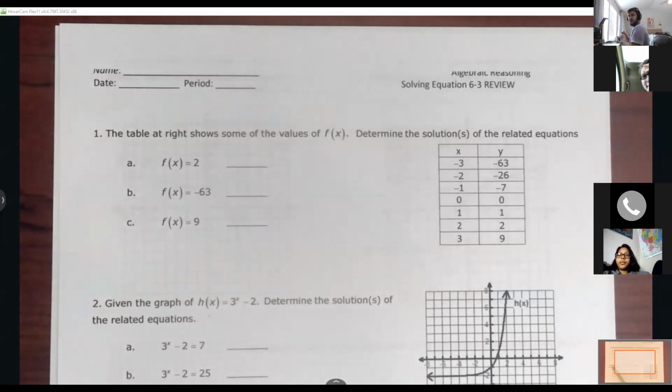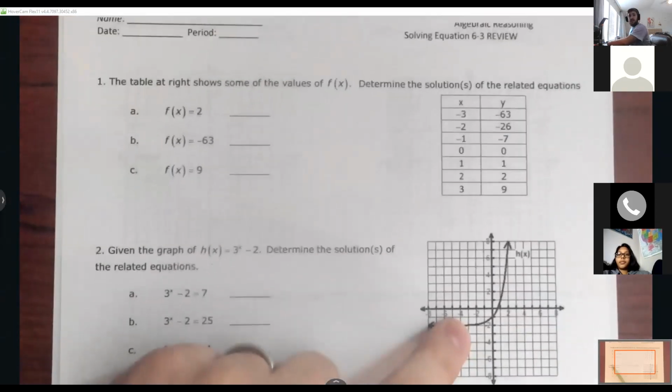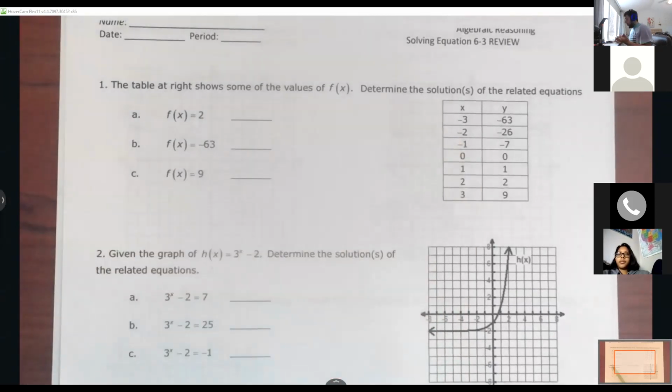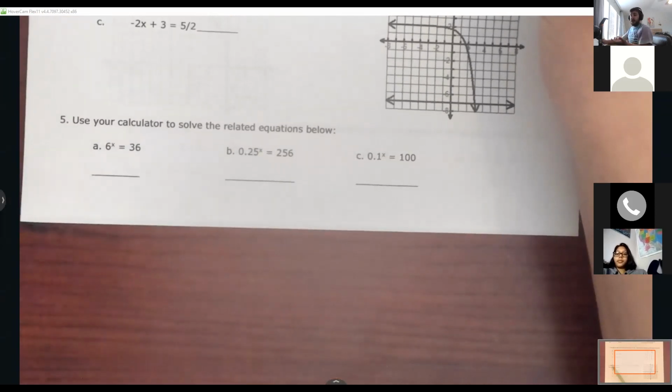Cool. So this is solutions to equations. What we're doing is we're going to be using tables and graphs to find these solutions. We're going to have ones down here at the bottom too, where there's not a table or a graph, but we're going to use our calculator to help us out.